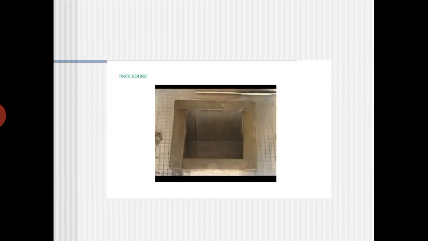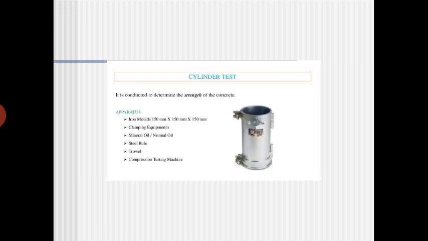So this is the same cube test. You can see that this is a mold, you have already seen that. Maybe many of you already conducted it in your projects in your 8 semesters. Then for the cylinder test, normally we will use a cylinder of 15 centimeter diameter and 30 centimeter height. Here also we'll use clamping equipment, mineral oil so that concrete should not stick to the cylinder, steel rod, trowel, then a compression testing machine or universal testing machine for testing. Of course other than compressive strength, tensile strength can also be done in your UTM. And other than that we have shear strength and bond strength.